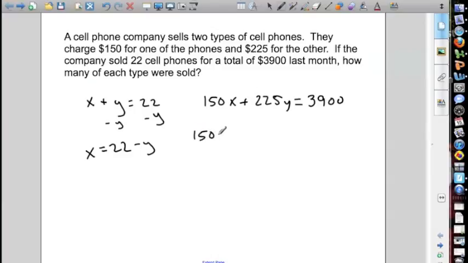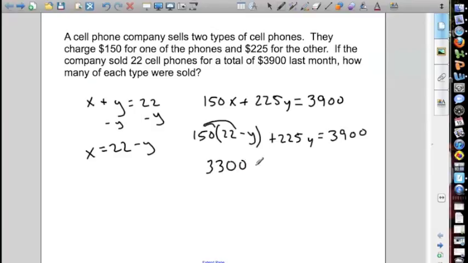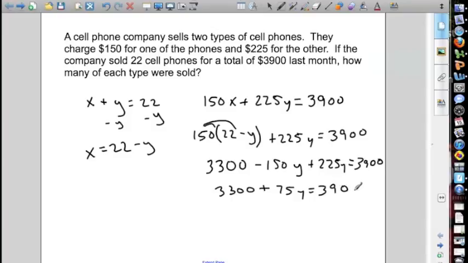So I have 150 times 22 minus y, plus I still have the 225y, and I still have the 3,900. Now as I go through, remember I have to multiply this into both of them. And so as I do that, here I get 3,300 minus 150y plus 225y equals 3,900. And so as I come back here, I have the 3,300 is still here. I have plus here. When I combine the y's, I have 75y. And I still have the 3,900.